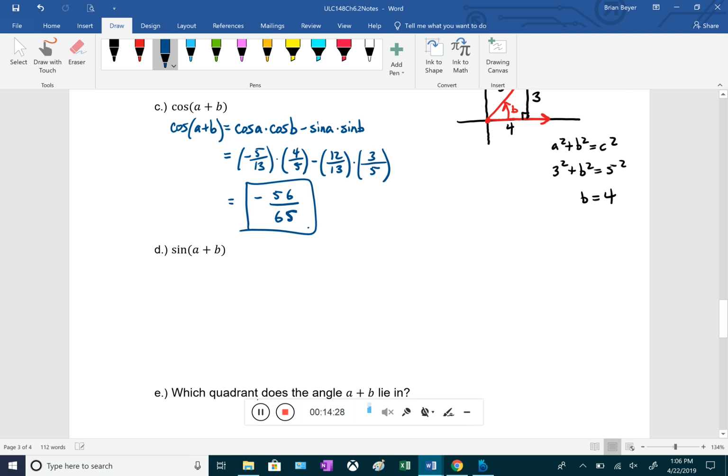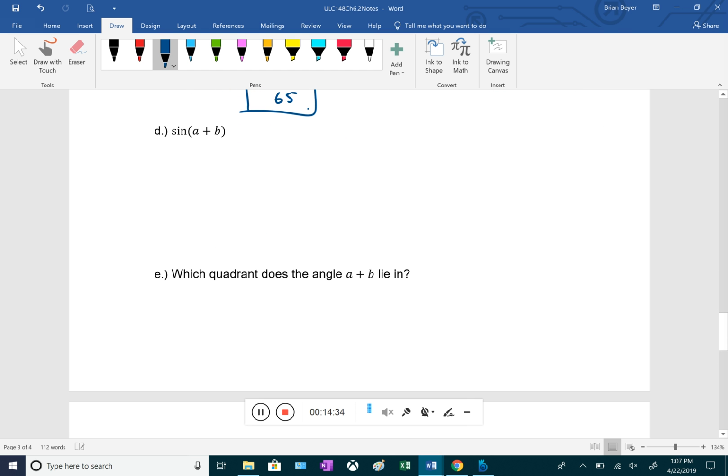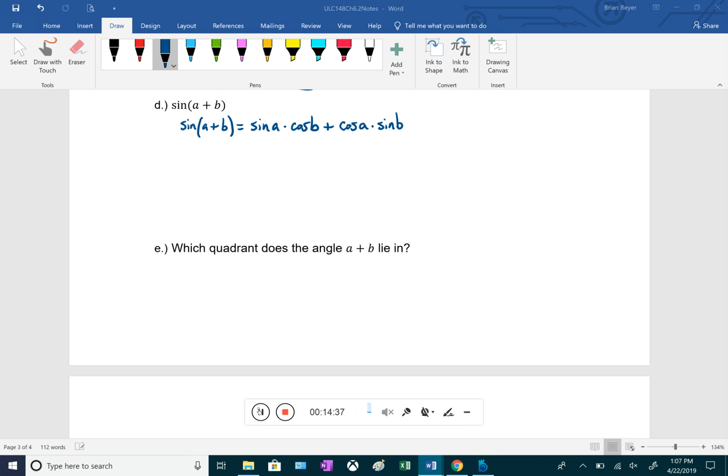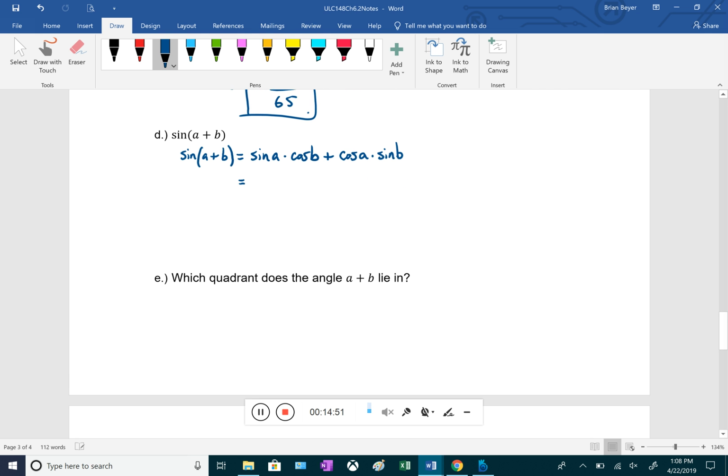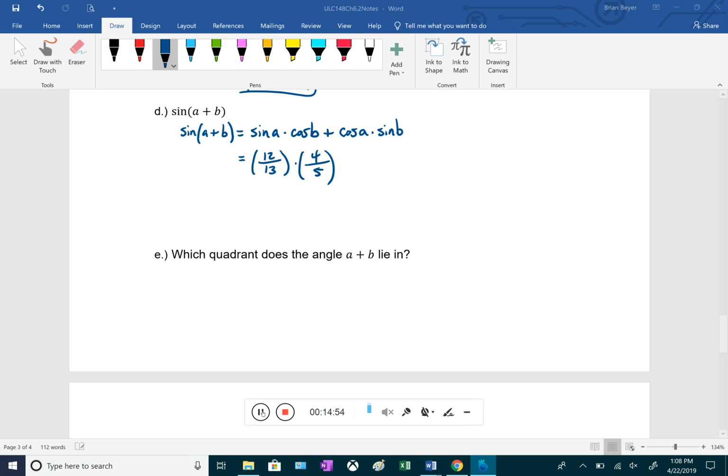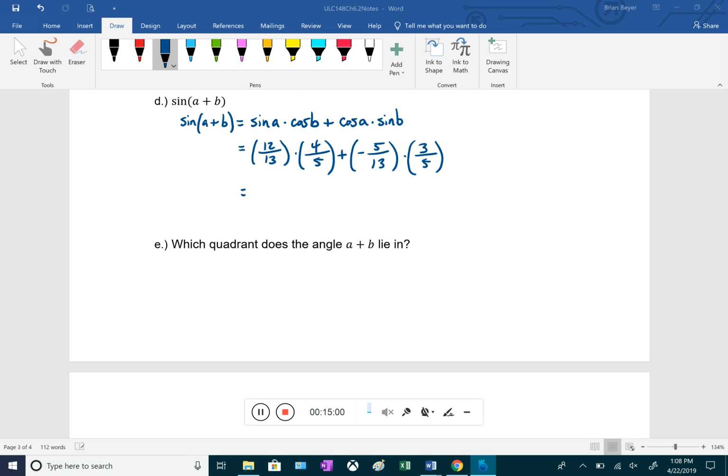Okay, and now for sine A plus B, we're going to have the formula, so let's write this formula down. We know that's equal to sine A times cosine B plus cosine A sine B, and we just have to figure these out individually and plug them in. So sine of A is actually given to us. Okay, so evaluating this, multiplying the first two together, multiplying the second two together, and then adding them up, we should get 33 over 65.